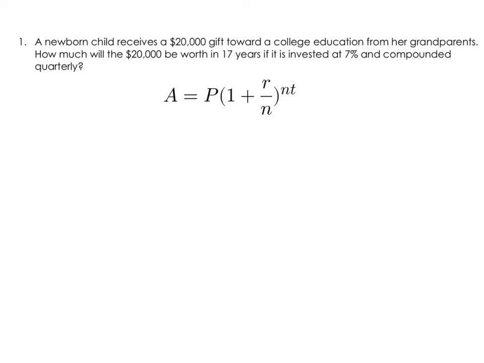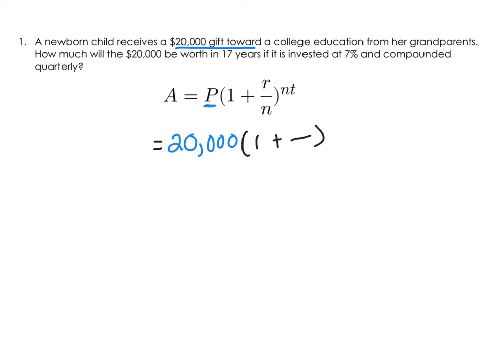First, this $20,000 is what we're initially given. If you think back to our last slide, our initial or principal amount goes in for that P. So if we start to build our equation, we're going to plug in 20,000 for P. We always have 1 plus.